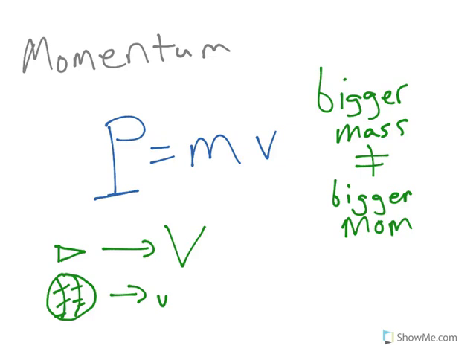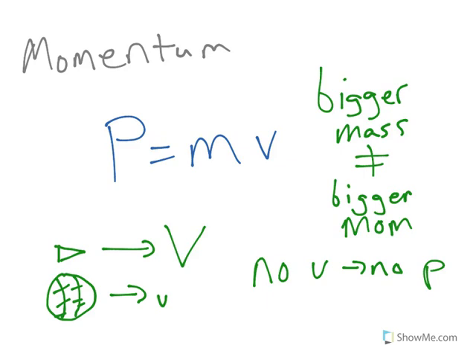Another important thing about momentum is that it has to have a velocity. So if there's no velocity, there's no momentum. All right? No velocity, no momentum. Okay, so these are the basics. P is equal to mv. That's your formula. And it's equal to mass times velocity. All right? Fairly simple calculation.